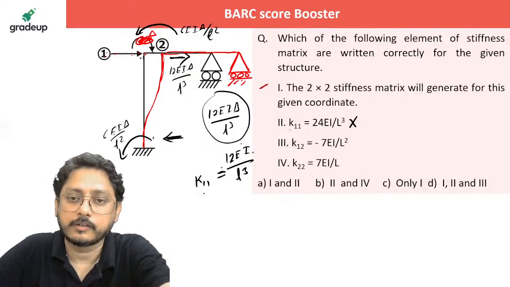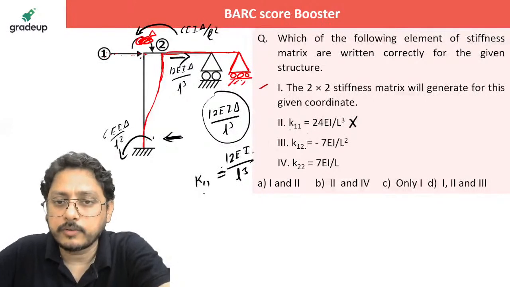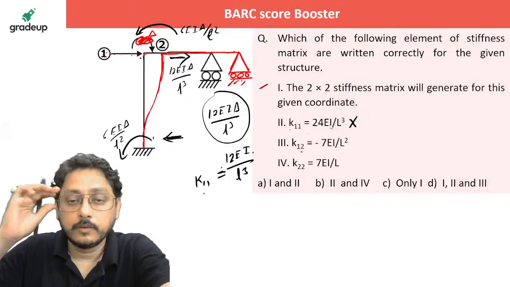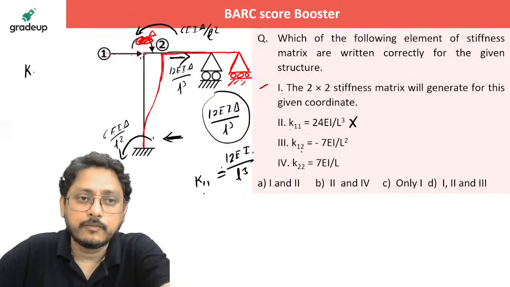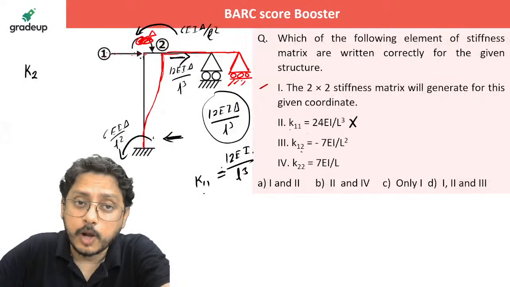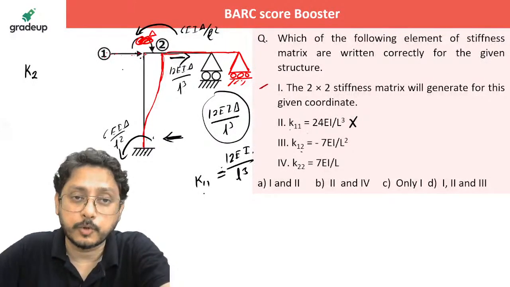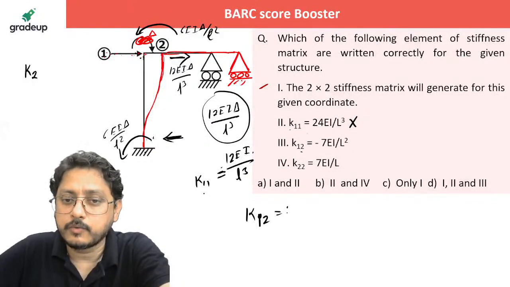Not correct at all, isn't it? Now what about K12? From this one only I can get K21, the force generated due to the deformation given in the direction of coordinate 1. And then what we'll do? We'll apply the Maxwell reciprocal theorem. K12 will be equal to K21.